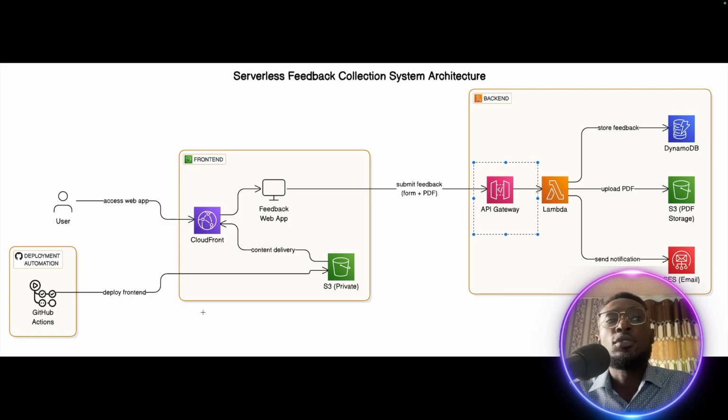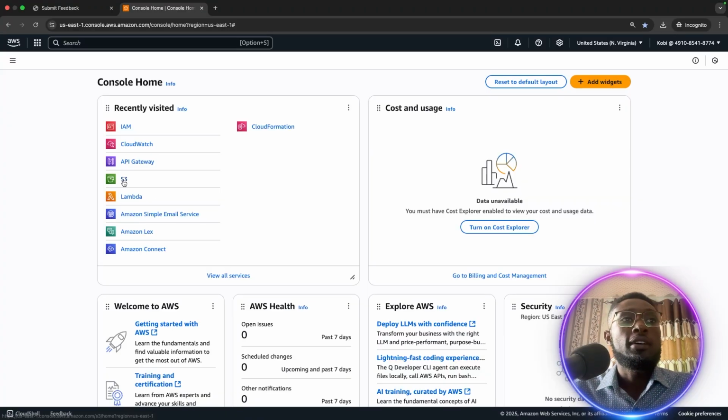And then at the end of it all, we will integrate our solution through a CI/CD process, whereby we'll be using GitHub Actions so that we can easily make changes to our front-end code and then deploy them into our S3 bucket. So let's jump right into our tutorial for today. We are going to start by creating our first S3 bucket.